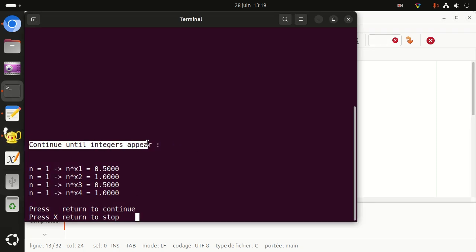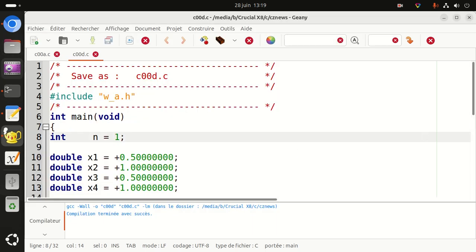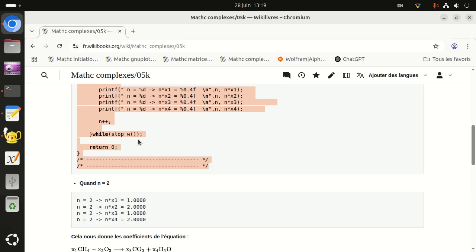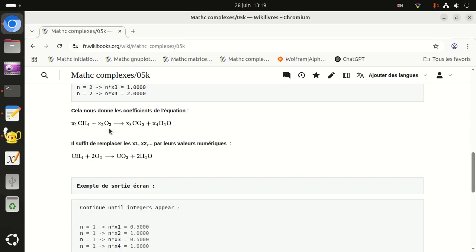Alors, continue until integer appear. You have here no integer. You have here decimal number. I press return to continue. Now I have integer 1, 2, 1, 2. Okay. So I can press X to stop. Okay. Alors, this is my chemical equation.